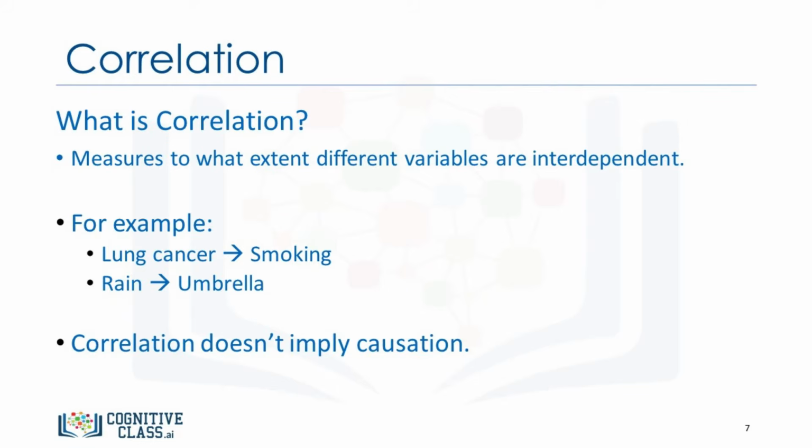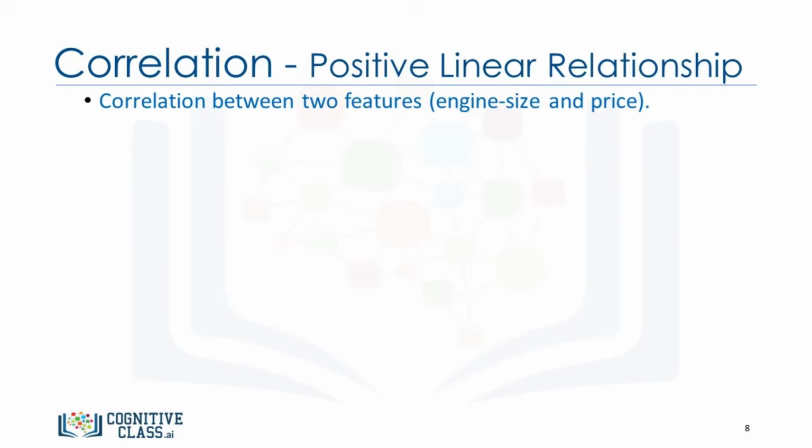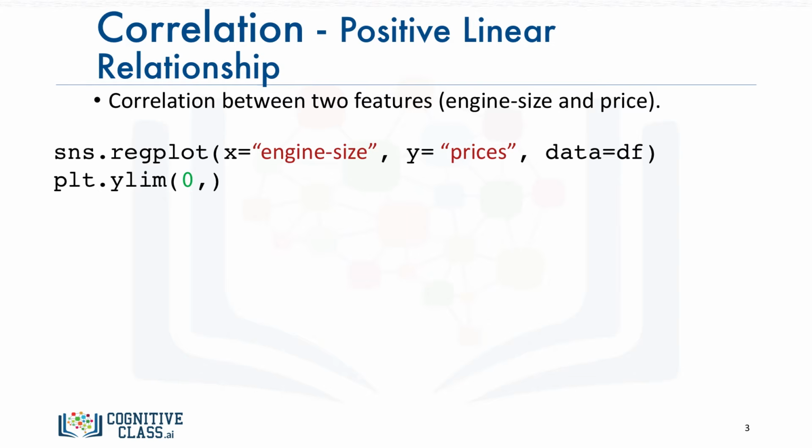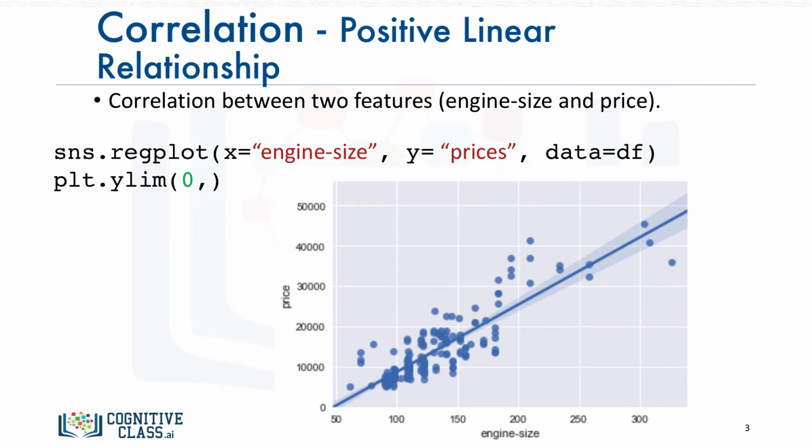In data science, we usually deal more with correlation. Let's look at the correlation between engine size and price. This time we'll visualize these two variables using a scatter plot and an added linear line called a regression line, which indicates the relationship between the two. The main goal of this plot is to see whether the engine size has any impact on the price.